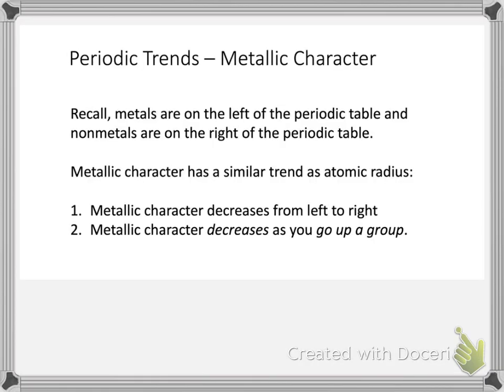Now, it's not like you're metal or you're nonmetal. There's actually a trend, and the trend is similar to atomic radius. So the metallic character decreases from left to right, so across, and it decreases up. I have a periodic table on the next slide that we're going to write this down in.